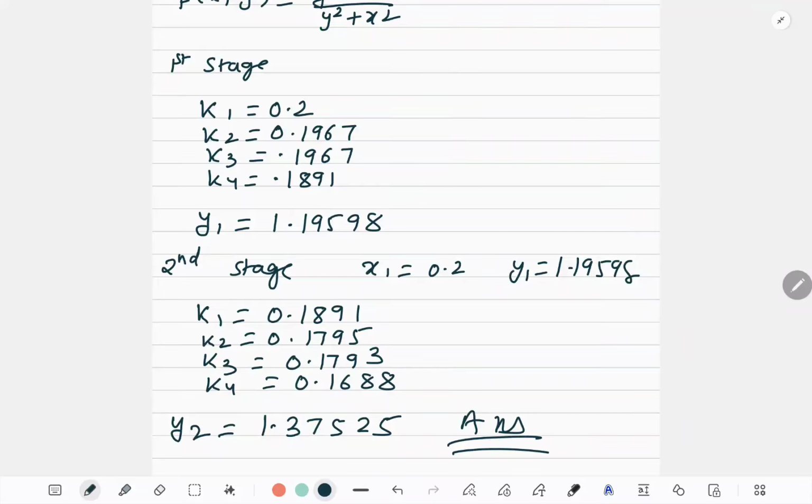I hope you understood the RK method of order 4. Now in my next video, I will do Milne's predictor and corrector method, and then we are done with the numerical solution of differential equations.